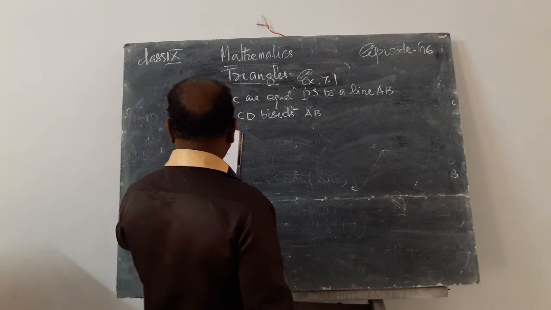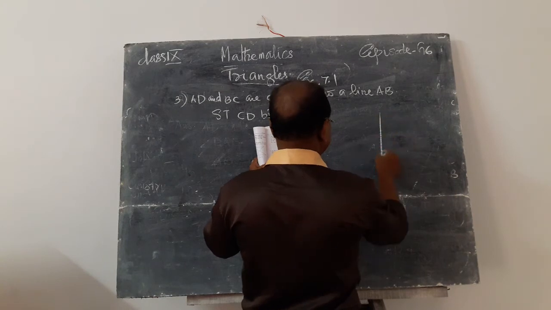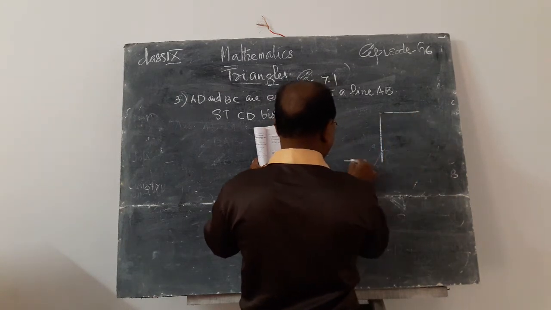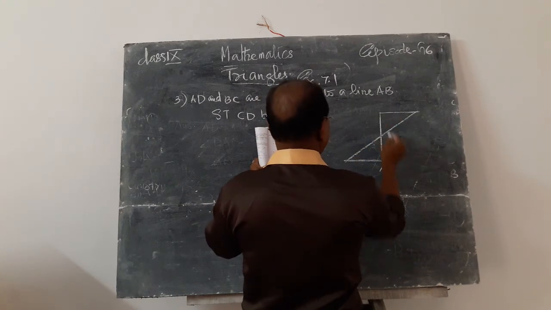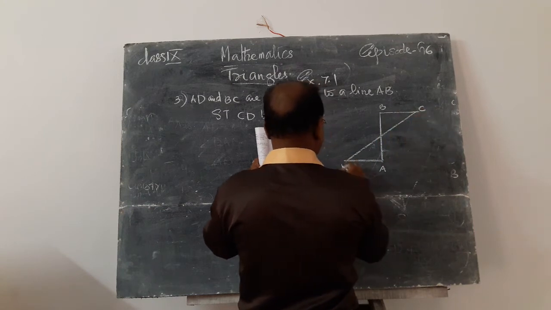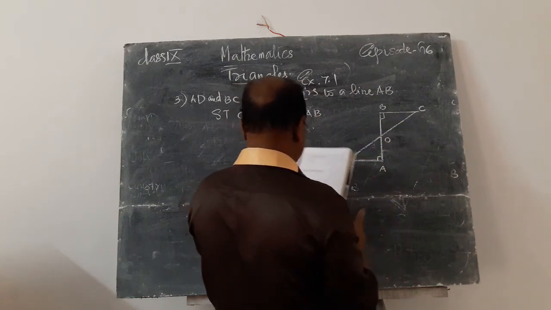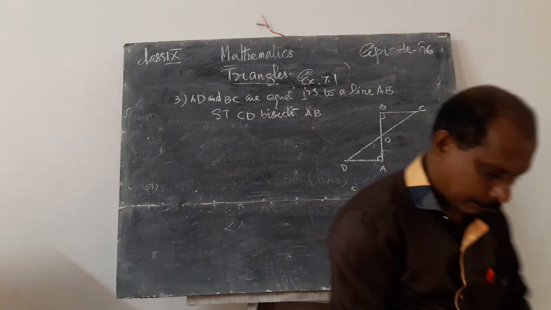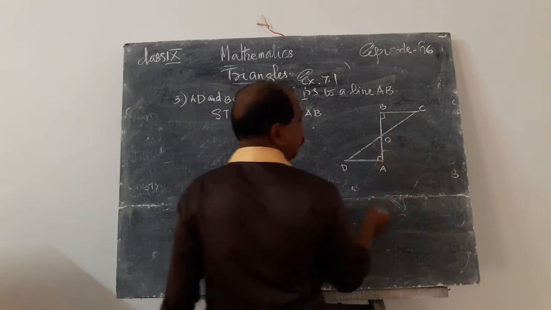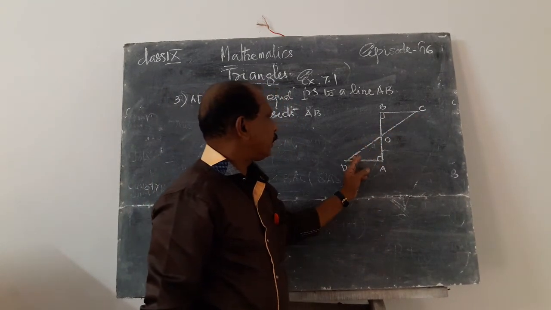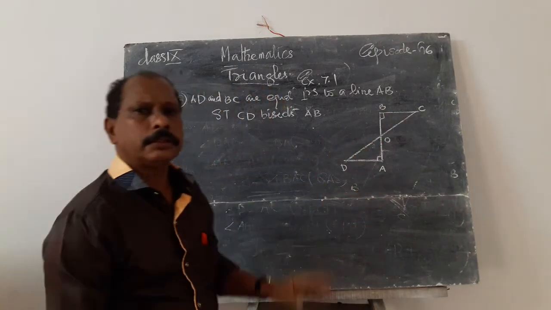AD and BC. This is the problem. A, B, C, D, O. These two angles are 90 degrees. This is the problem, so that CD bisects AB. That CD bisects AB means prove that OA is equal to OB, or OC is equal to OD. That is the condition.